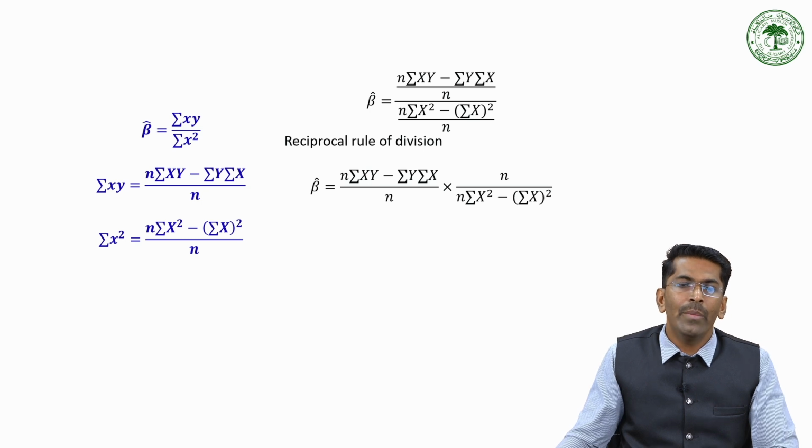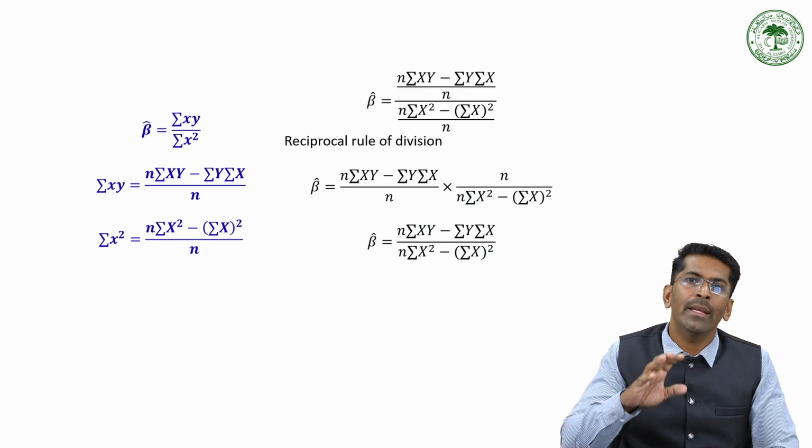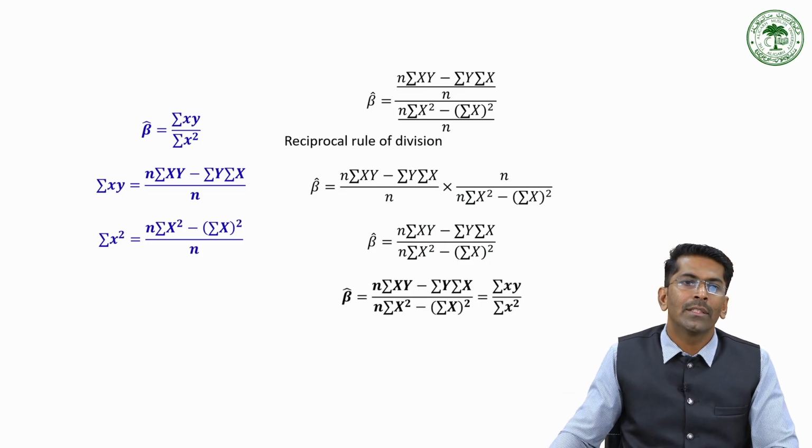Here n and n will be cancelled out. So what remains in the numerator is n into sum of xy minus sum of y into sum of x, whole divided by n into sum of x square minus sum of x whole square. So this is what we actually derived in the normal equation case in the last lecture. So it is also equal to the sum of xy divided by sum of x square.